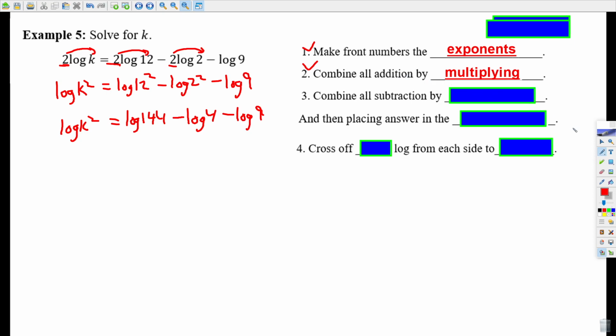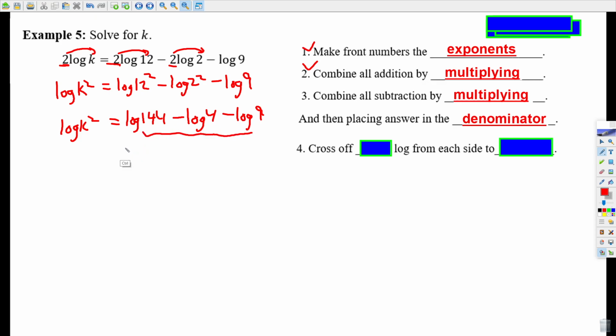Combine all addition by multiplying. Then we're going to combine all subtraction, and this is the best way for me to think about it: when you see subtraction, we're going to multiply, combine all subtraction by multiplying, and then placing the answer in the denominator. Okay, so we're going to actually combine all three of these.